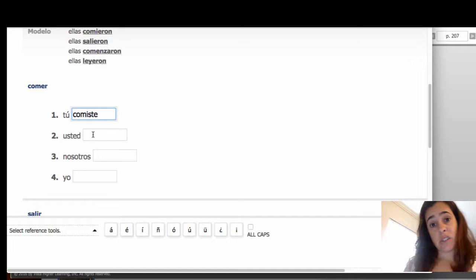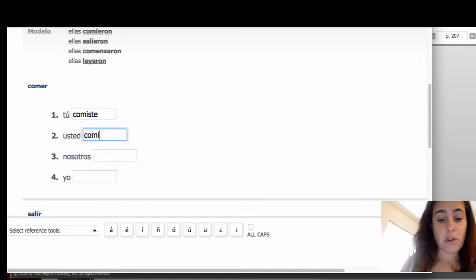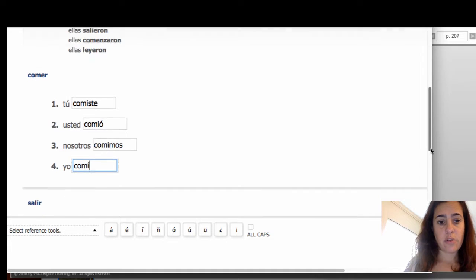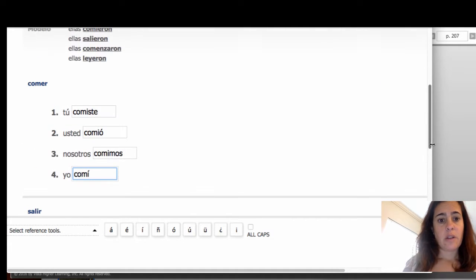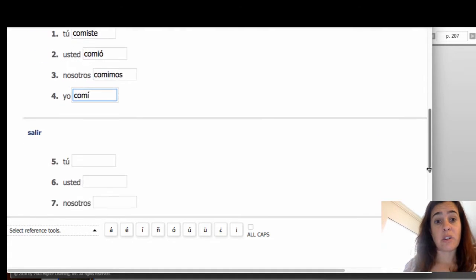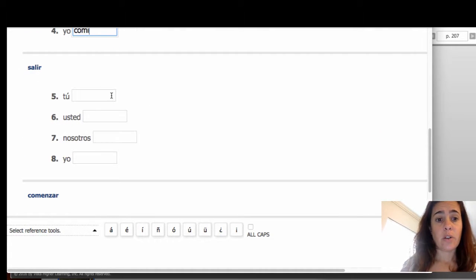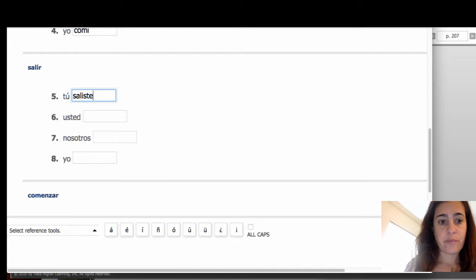and this is just looking at the conjugations on the previous page. Usted comió, nosotros comimos, yo comí. And you use the accent marks. The system may not give it to you as valid because you may not be putting accent marks. Keep that in mind. Tú saliste, usted salió, nosotros salimos, yo salí.